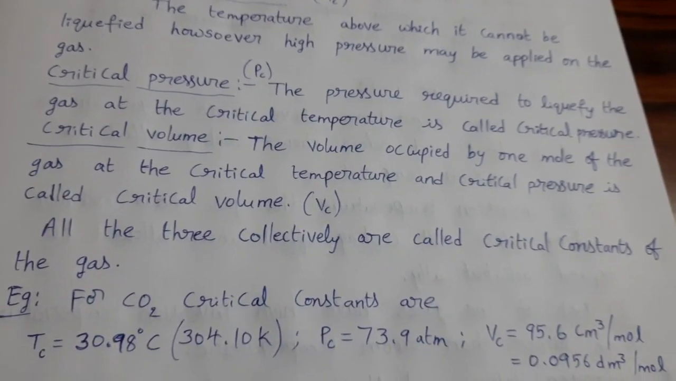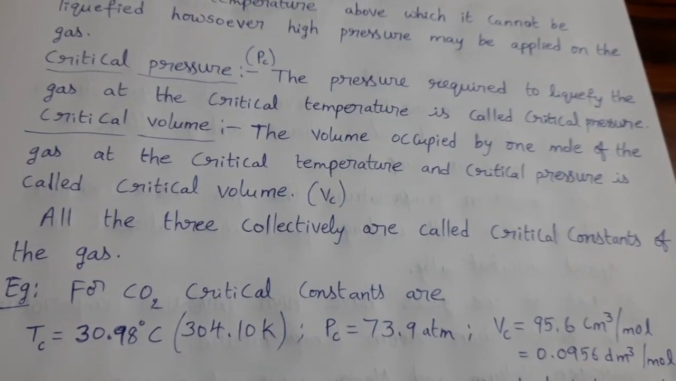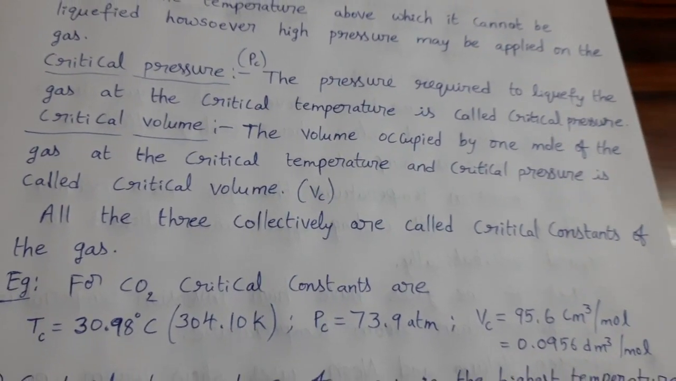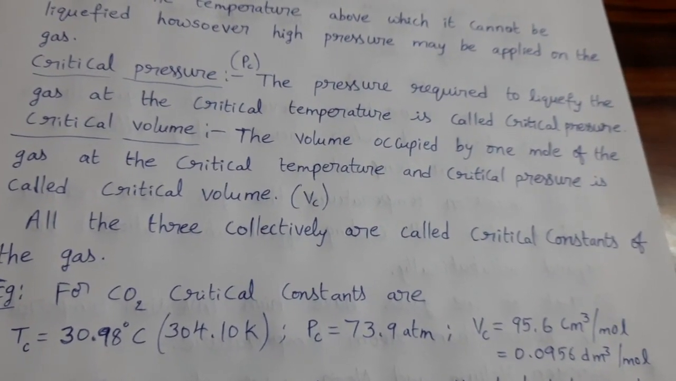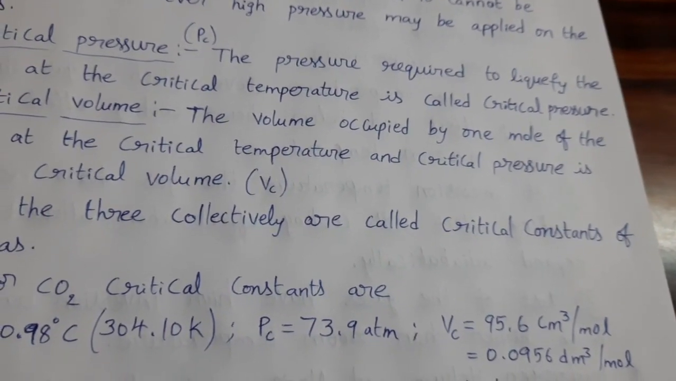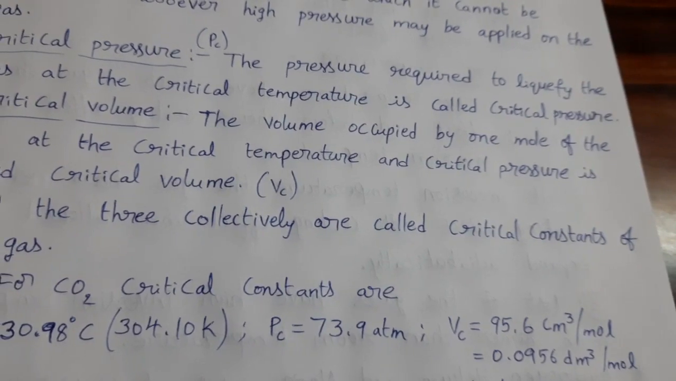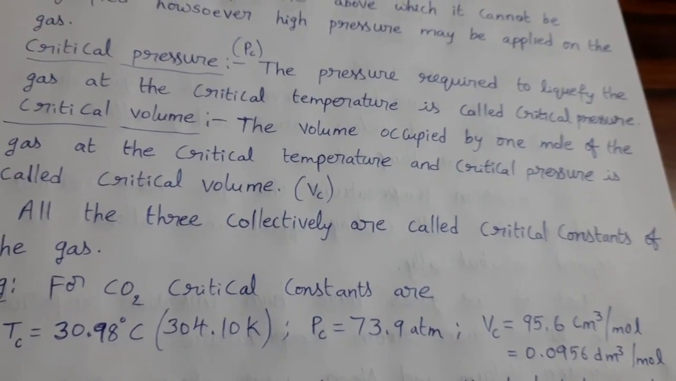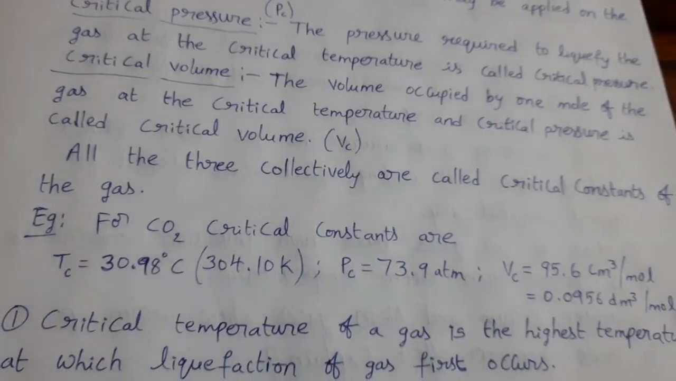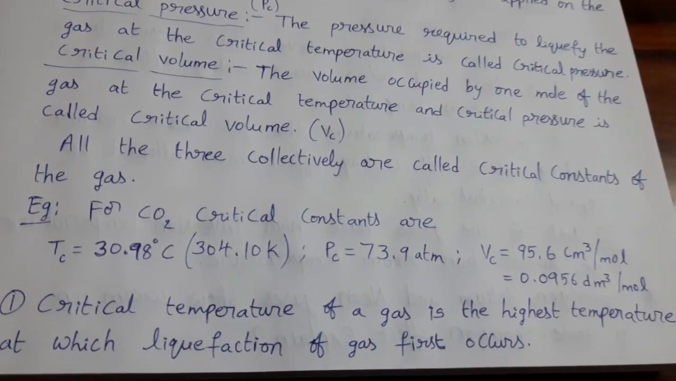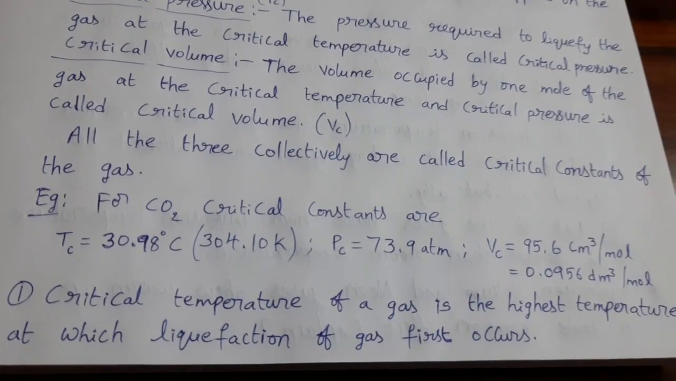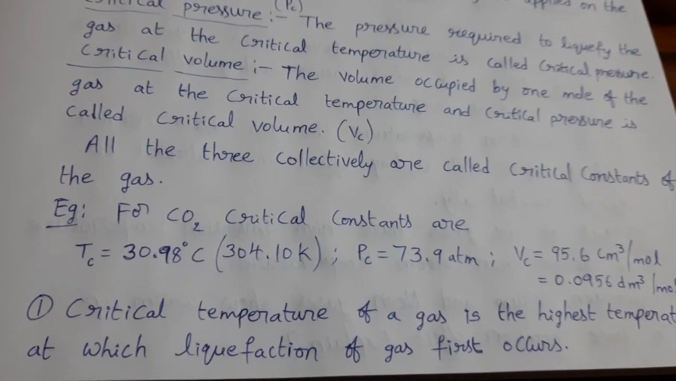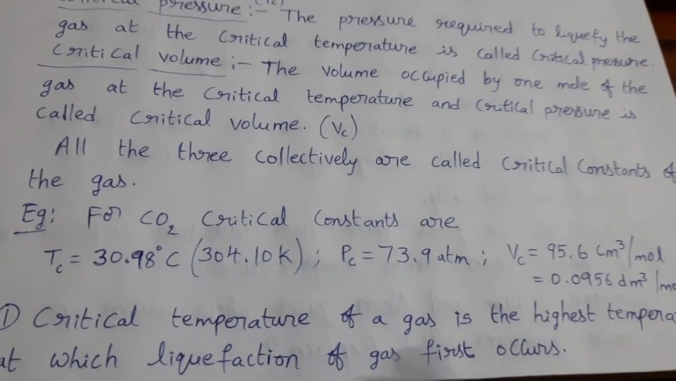Example, for CO2 critical constants are Tc equal to 30.98 degrees Celsius, in Kelvin scale 304.10 Kelvin. Pc, critical pressure, 73.9 atmosphere, critical volume Vc 95.6 centimeter cube per mole or 0.0956 decimeter cube per mole. So these are the critical constants for CO2. Next, critical temperature of a gas is the highest temperature at which liquefaction of gas first occurs. So below that particular temperature liquefaction starts, that is critical temperature.